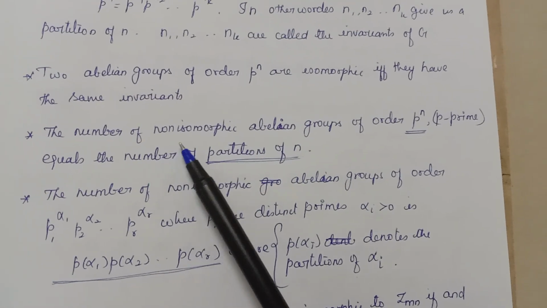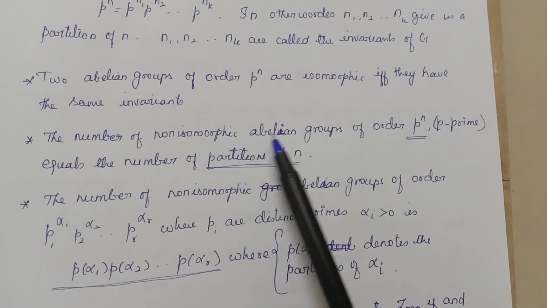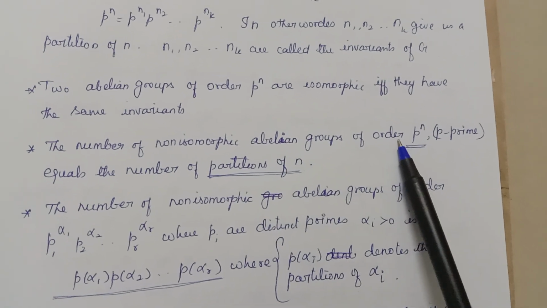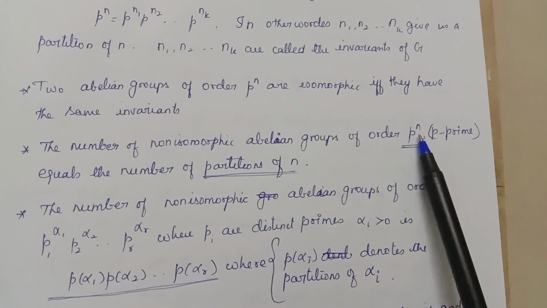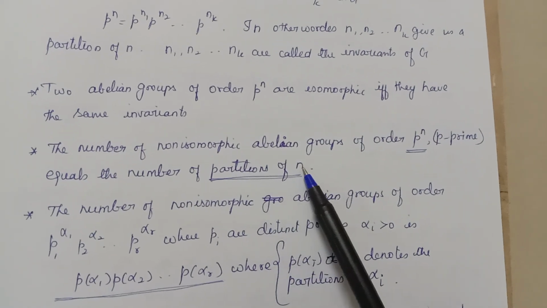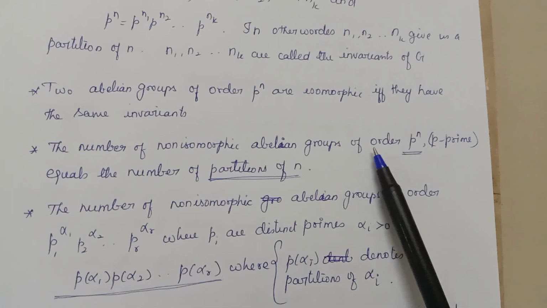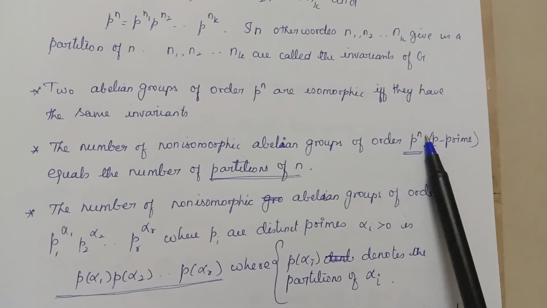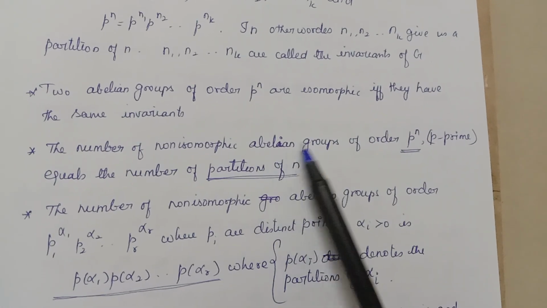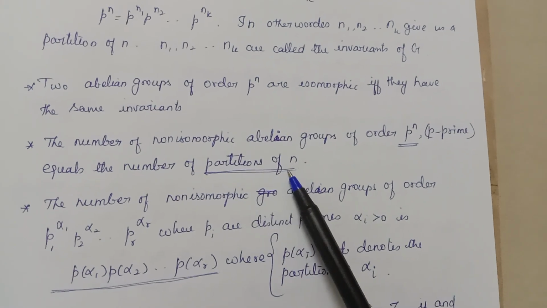If you want to find the number of non-isomorphic abelian groups of order p power n, then it is equal to the partitions of n. You know what is meant by partition? For any abelian group of order p power n, the number of non-isomorphic abelian groups is equal to partitions of n.